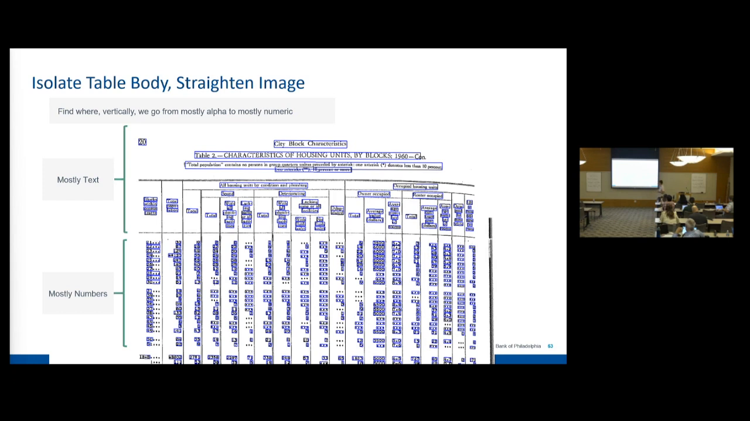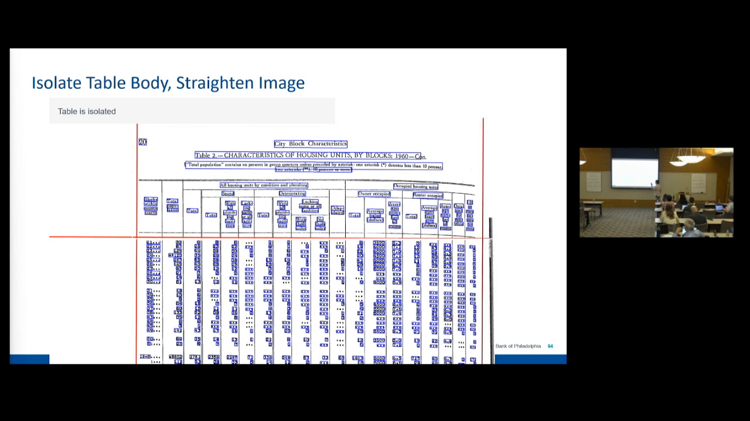You can chop that off pretty easily too. Okay, so now we have just the table isolated, and we can straighten the table out such that this core part of the table here, the table body that we care about, is as straight as possible. And we can do that pretty simply as well.